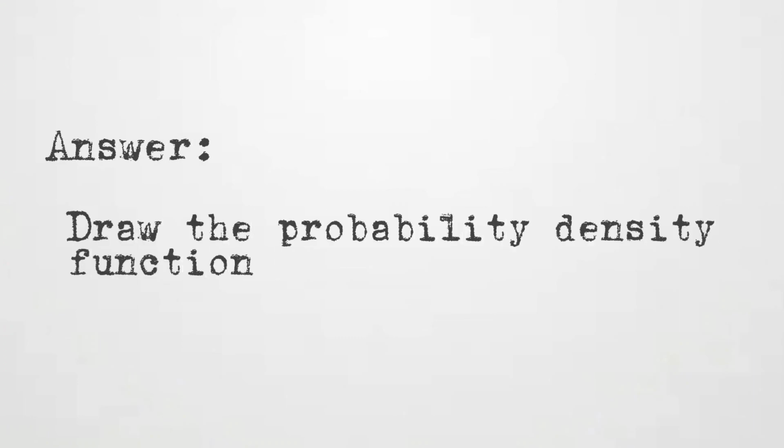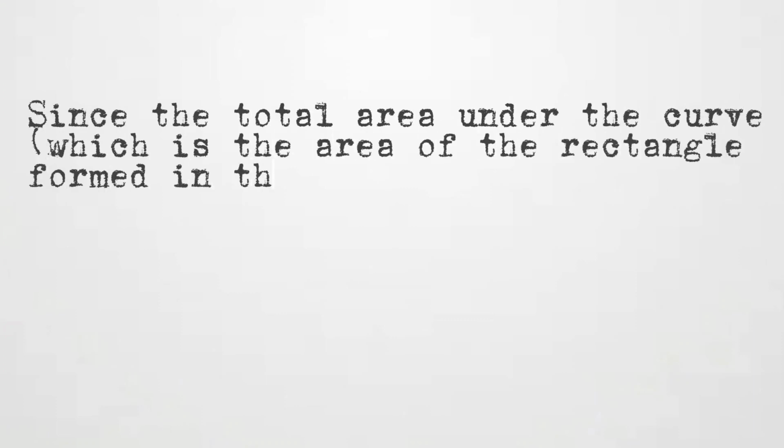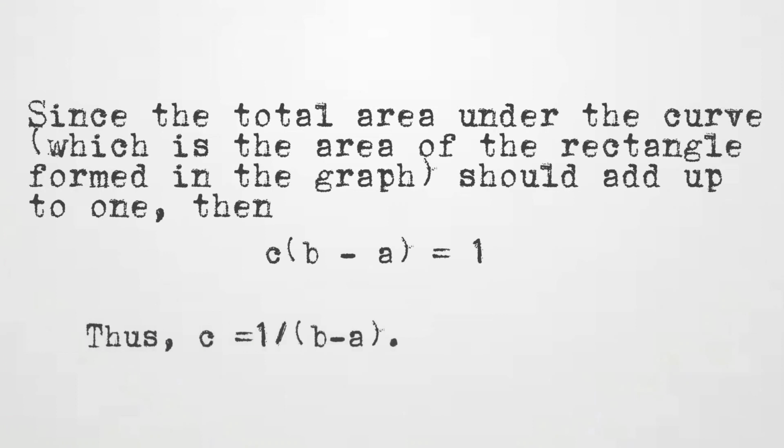Answer. Draw the probability density function. Since the total area under the curve, which is the area of the rectangle formed in the graph, should add up to 1, then c(b - a) = 1, thus c = 1/(b - a).